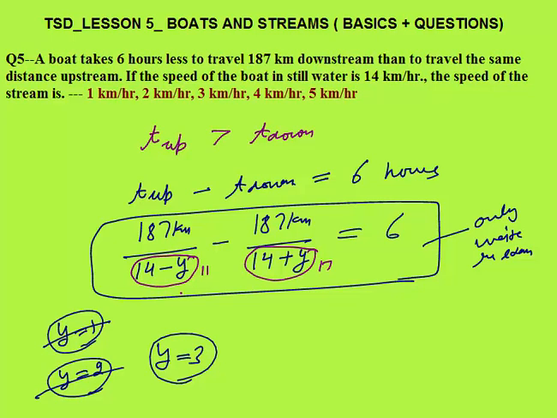Now 187 by 11, 187 is completely divisible by 11. So this is 17 hours. This is 187 by 17, this is 11 hours. So the gap is 6 hours, and that is our answer. So in this way, y equal to 3 km per hour will be my final answer.